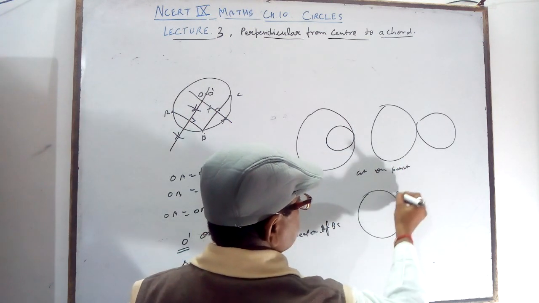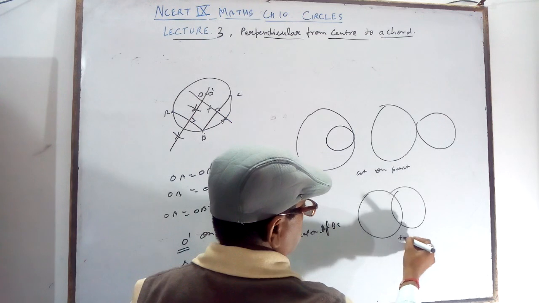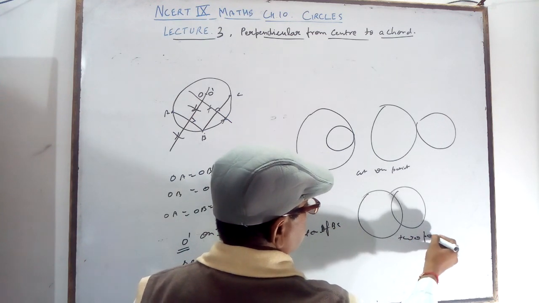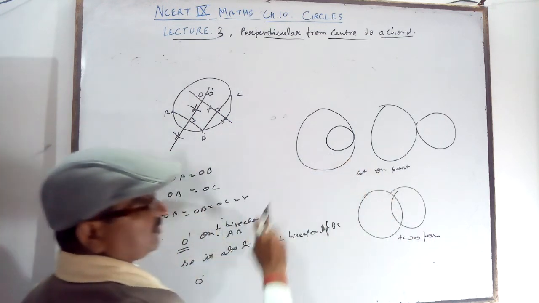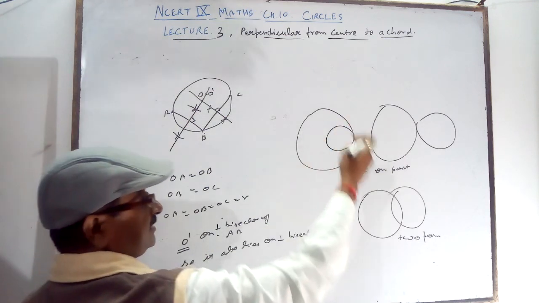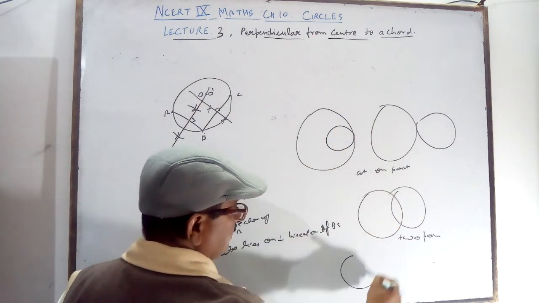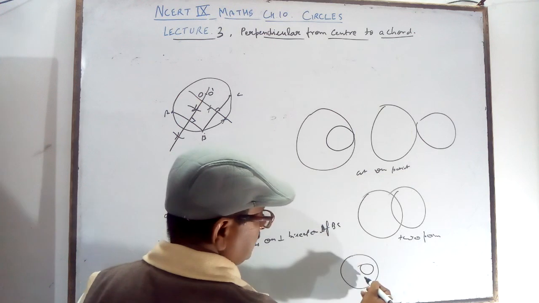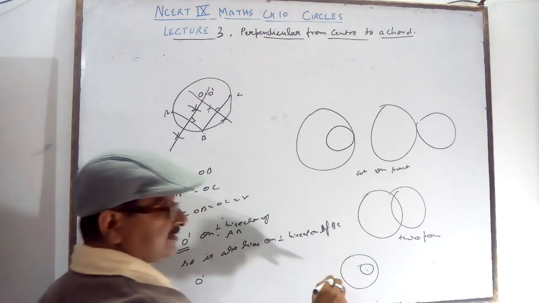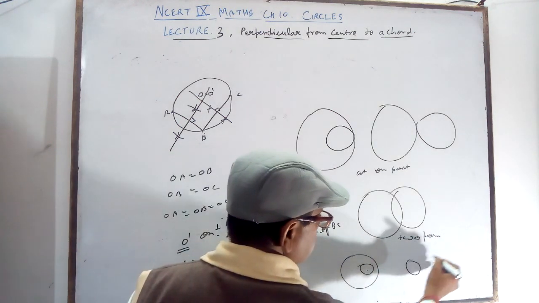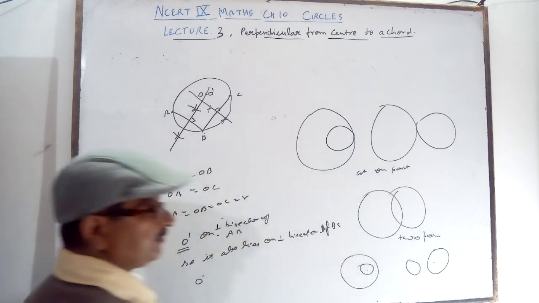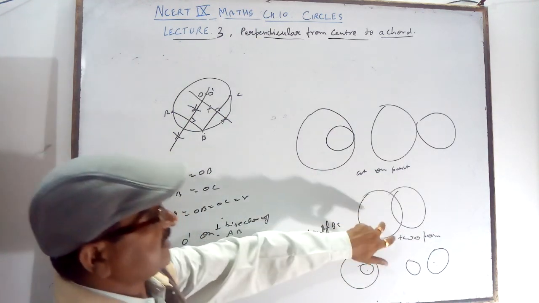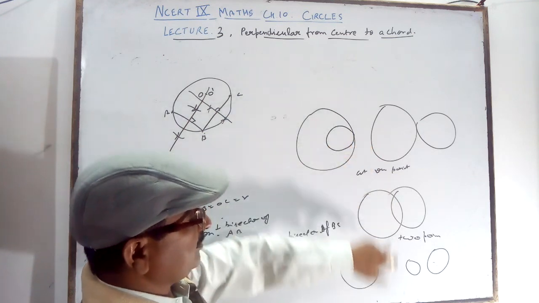Or they intersect at 2 points. Two circles can intersect at 1 point, internally or externally, or they can't intersect, 0 points, where one circle lies inside the other. There is no common point of intersection. Maximum 2 and minimum 0.